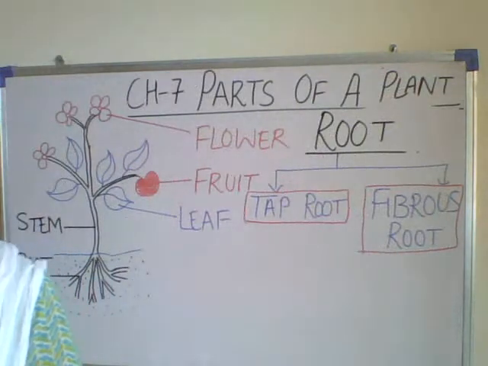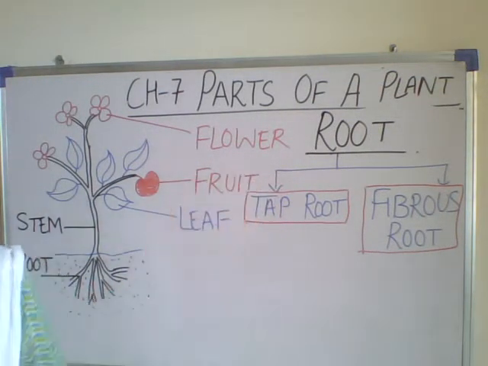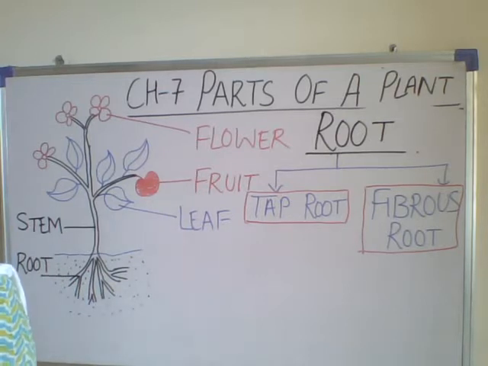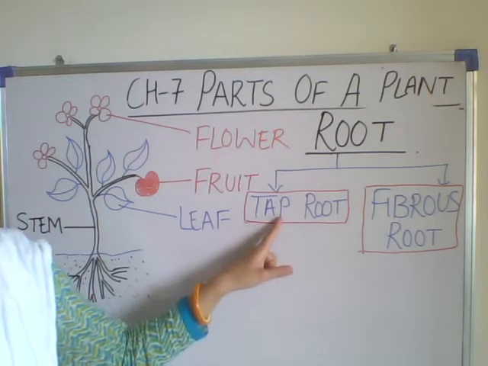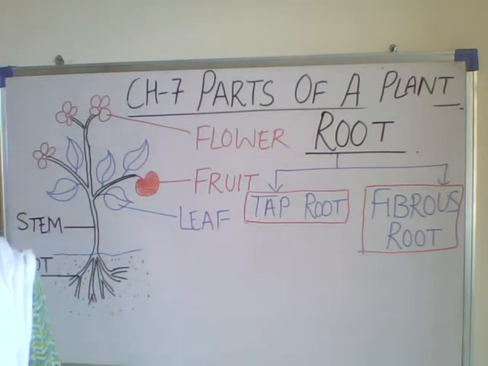First, we will be studying about the tap root. What is tap root? Tap root consists of a main thick root which grows from the end of the stem, and many small roots arise from the main root.